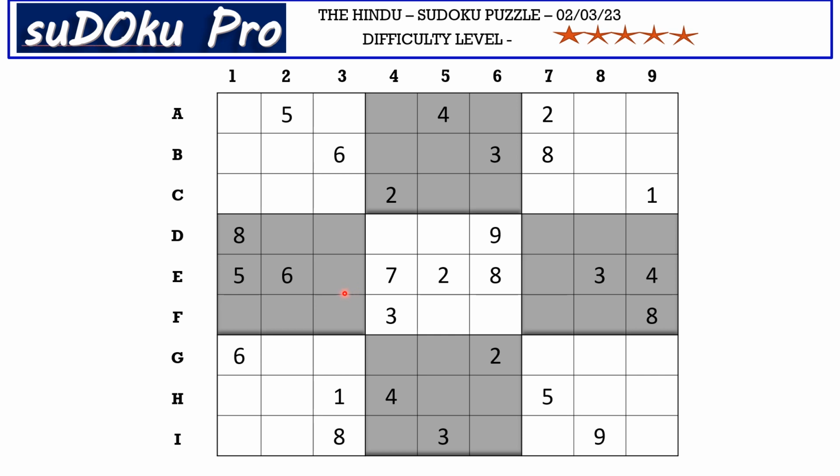Let's start with this E row. There are only 2 empty cells here and the missing numbers are 1 and 9. We have this 1 from column 3 blocking here. So E3 takes 9 and E7 takes 1.